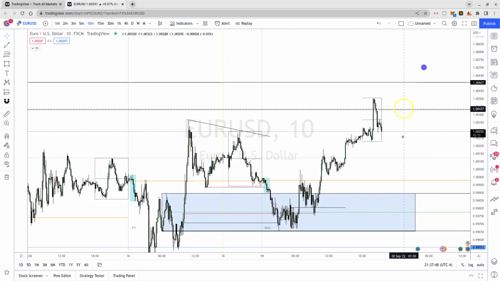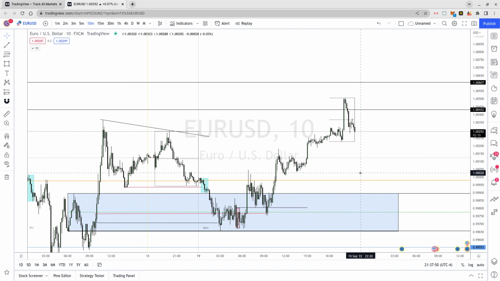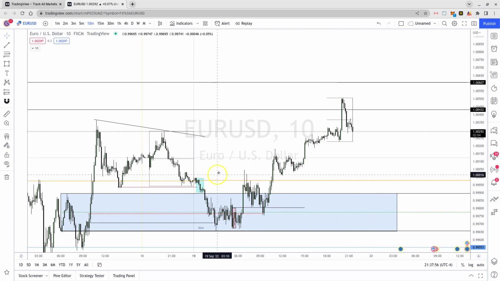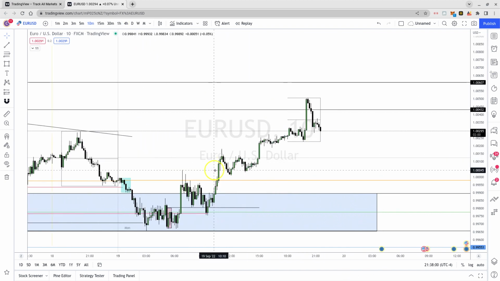There might have been, yeah. So right here, this is an opportunity to get in and go long. This fair value gap. Right, so we've already got two market structural shifts. Honestly, you can count this as a market structural shift also.